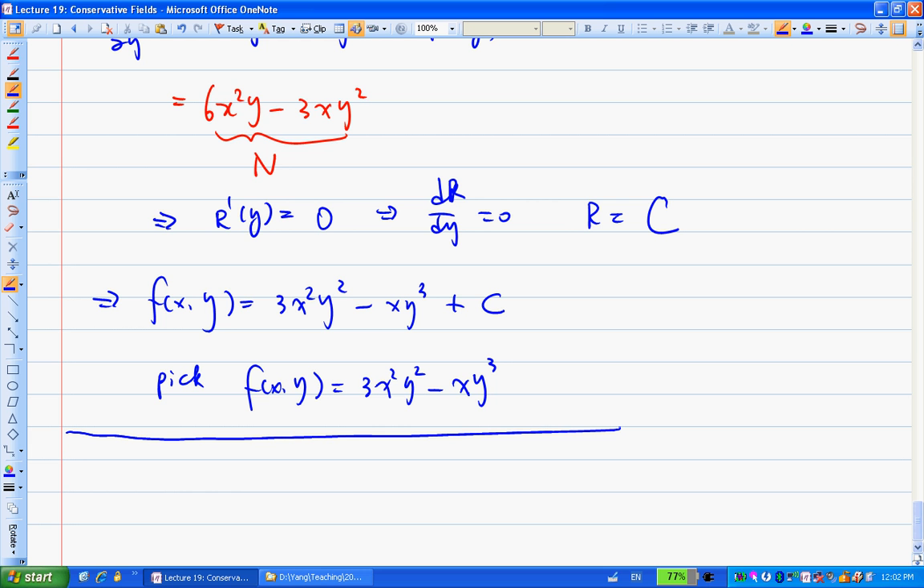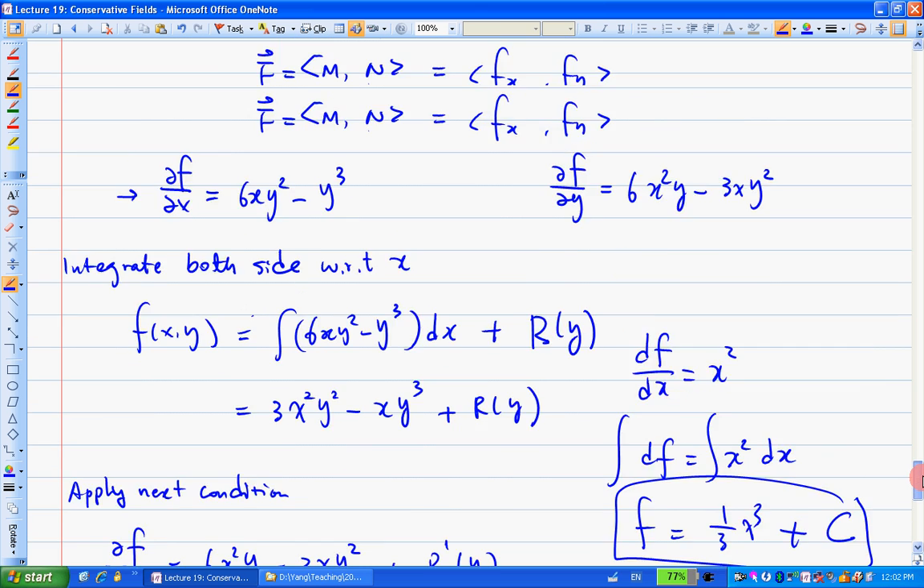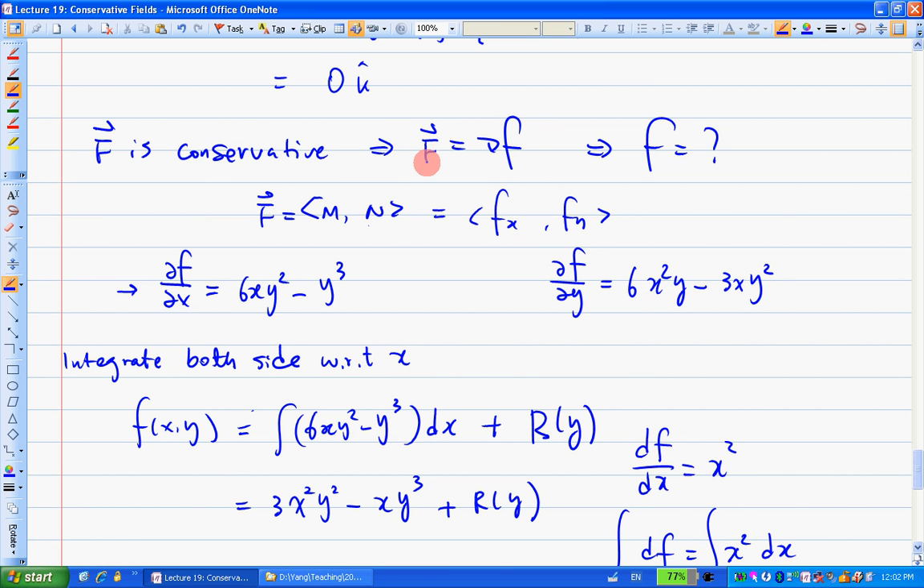Any questions? I didn't understand the second condition. Applying the second condition. The condition here is based on this theorem. Because this field is conservative, we know that F must be the gradient of a certain scalar function. Based on this equality, we know F already, and we have M equal to the partial of f over x, and N equal to the partial of f over y. So these are the 2 conditions I was talking about. Your scalar function f has to satisfy these 2 conditions.